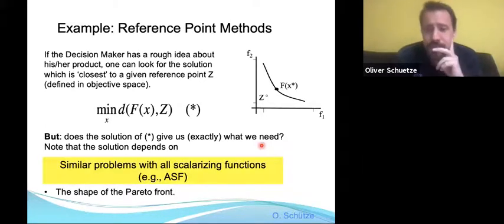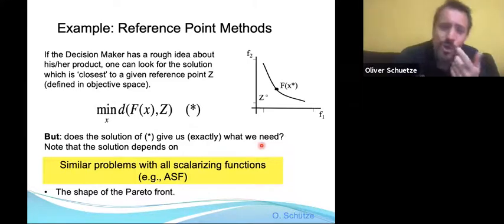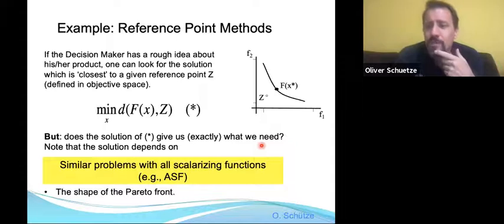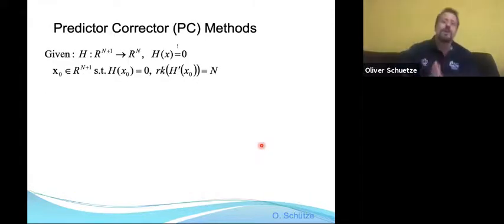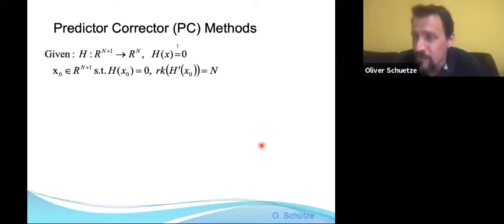Just a comment, this holds for all of these methods. For instance, the achievement scalarizing function, which is a better reference point method, has the same trouble, but it would take me 10 more minutes to explain everything. Good. So before I start, my message is: if you can compute everything, do it. If not, use the Pareto Explorer.